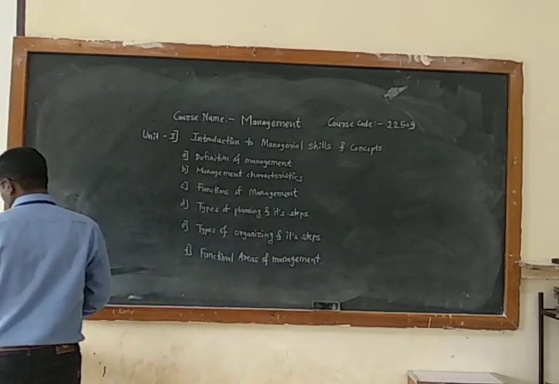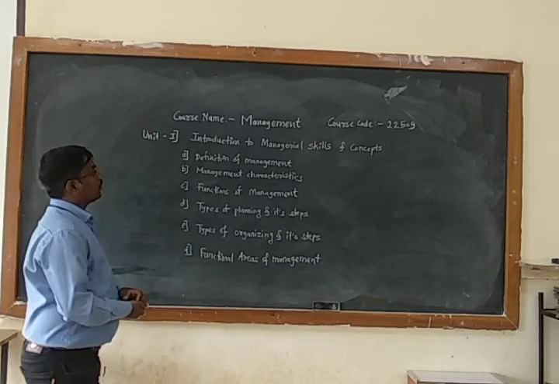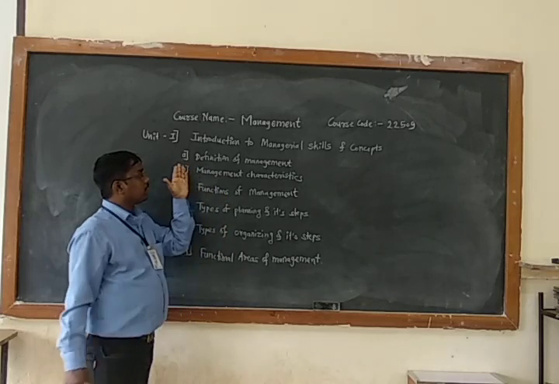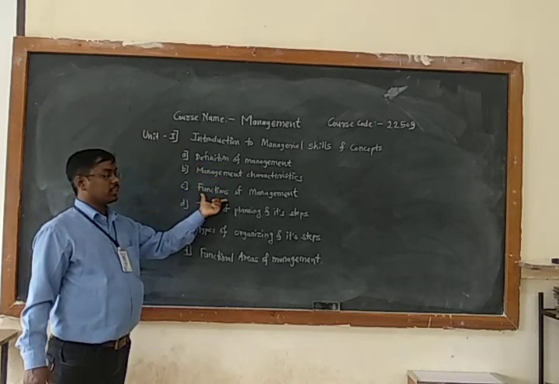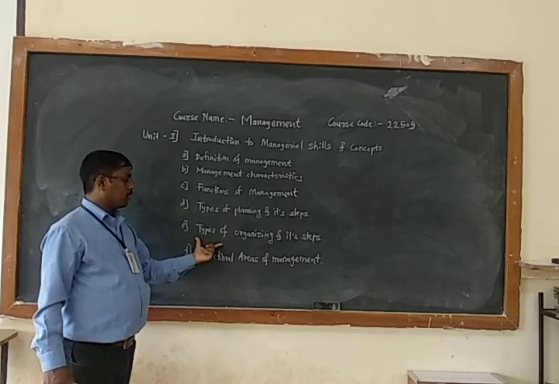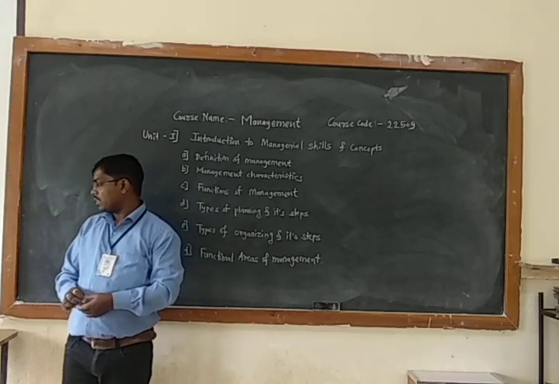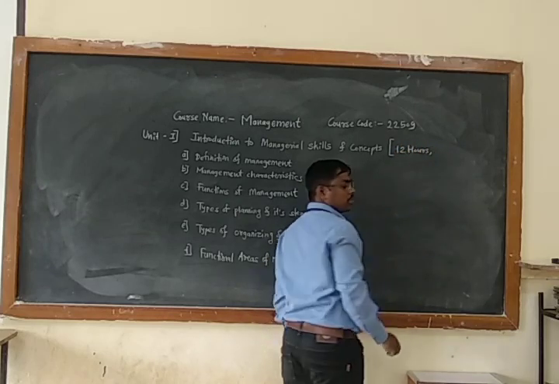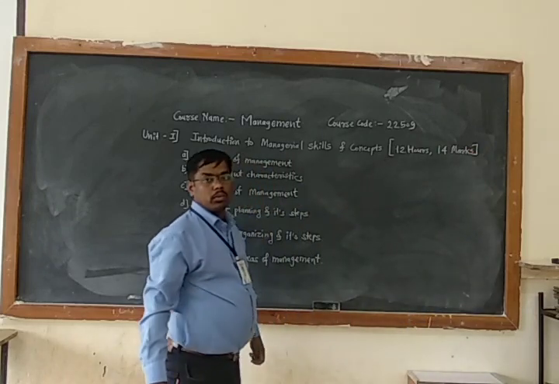Okay, so the management unit number 1, it should be nothing but the introduction to the managerial skills and concept. In that the contents of that unit number first were the definition of management, the management characteristics, functions of management, types of planning and its steps, types of organizing and its steps, and the last one, that is functional areas of management. This unit should contain 12 hours of teaching, and should carry the 14 marks.